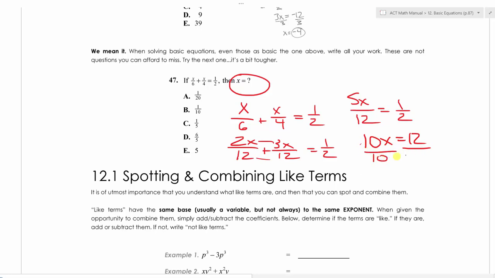Notice I am writing out all of my steps. I get x equals 12 over 10, which I could reduce in the calculator, but I'm going to go ahead and do it in my head. It equals 6/5. Let's make sure they were asking me what x is. Yes, they were, and my answer is D.